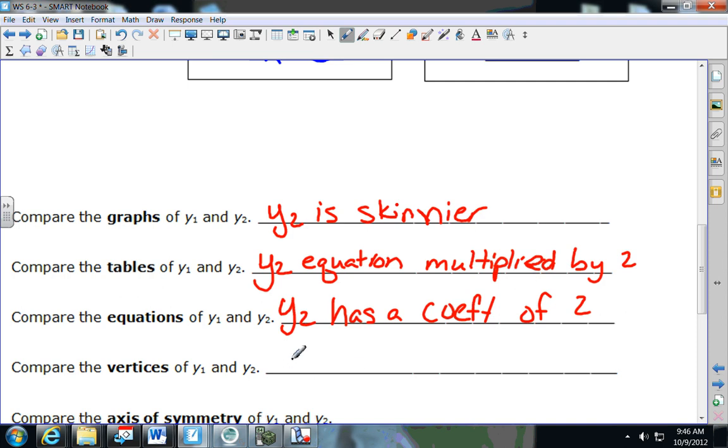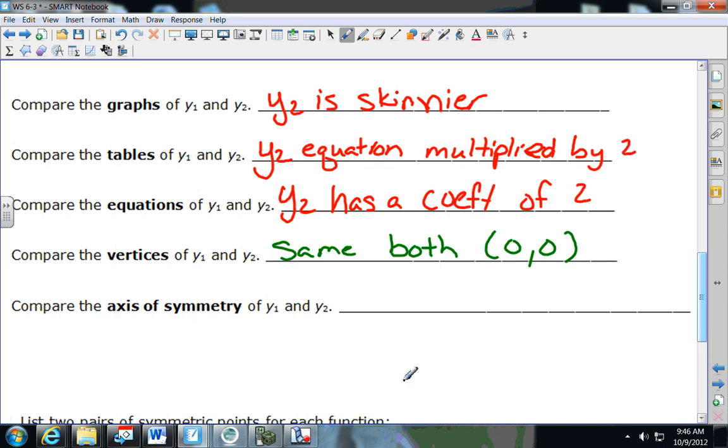Compare the vertices. The vertex on each one of them, they are the same. They are both 0, 0. We talked about that as well. Compare the axis of symmetry. They are the same. They are both x equals 0.